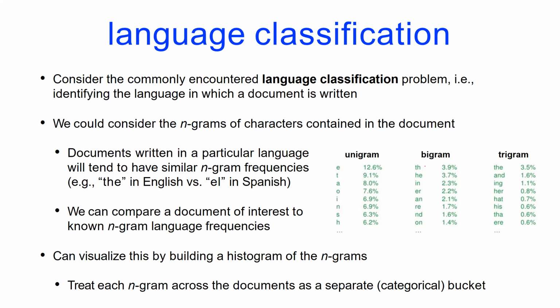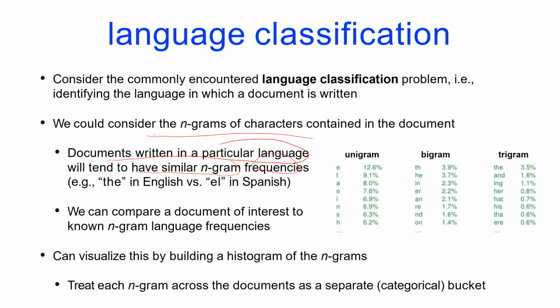So one thing we can do is consider the n-gram characters contained in the document. For a document written in a particular language, this is more focused on language classification, right? They tend to have a very similar n-gram frequency.